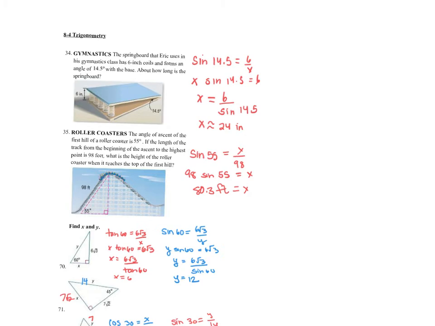All right, if we look at the roller coaster here, we are given angle measure of 55. This here, the hypotenuse is 98. This time we're looking for the opposite side, and so that is sine again. And so sine of 55 is going to be equal to the opposite, which we don't know, that's our x, over the hypotenuse, which was 98. Cross multiply, this is what's going into our calculator, and there is our approximate answer.